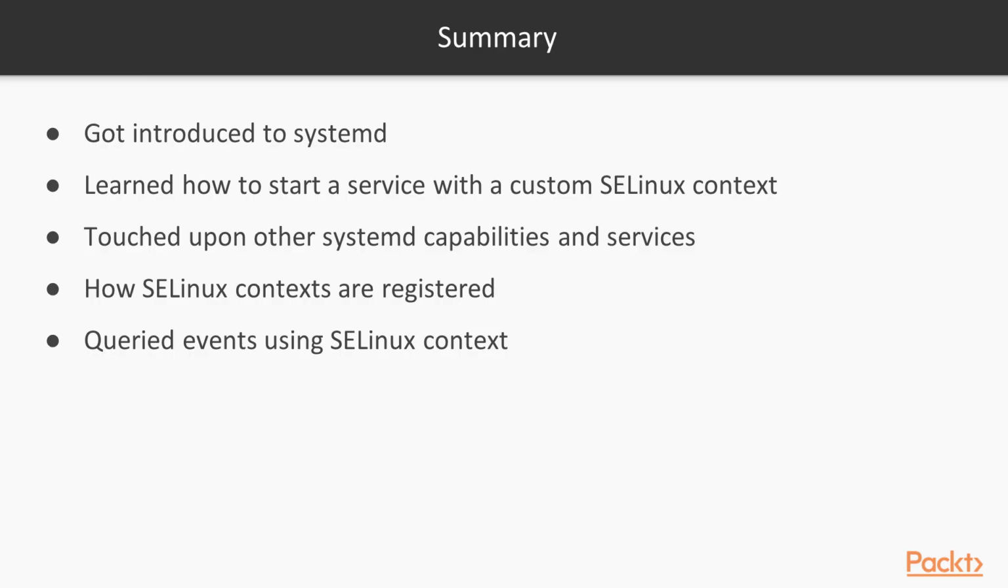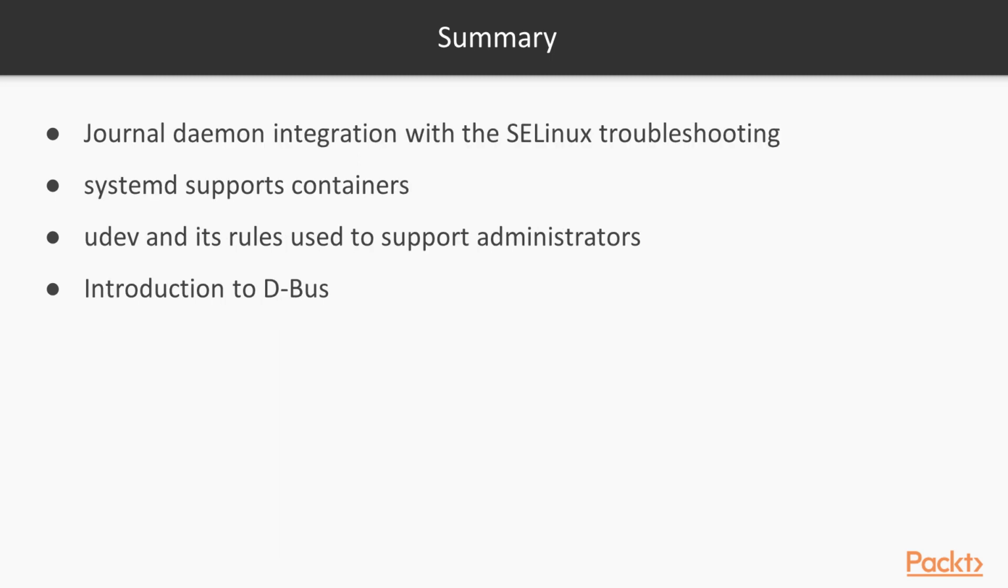Great! In this section, we started out with an introduction to systemd and a strong focus on the service management capabilities that systemd offers. We learned how to start a service with a custom SELinux context, as well as how additional files can be properly labeled upon boot. Other systemd capabilities and services were touched on as well. We saw how SELinux contexts are registered as part of the systemd journal, and how to query for events using this context. Journal daemon integration with the SELinux troubleshooting daemon was covered as well. We learned how systemd supports containers and what administrators can do to fine-tune the SELinux context associated with the container.